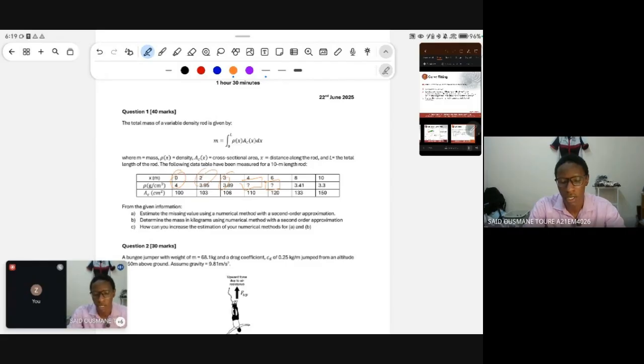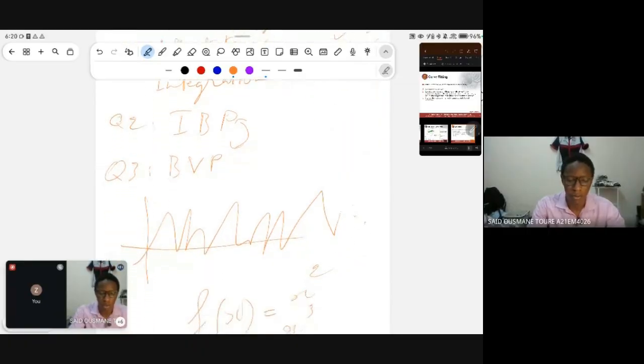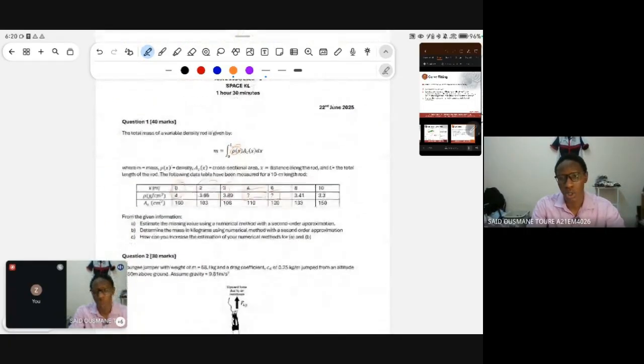If you see clearly, they ask for you to check the rho x here, not Mx. Mx is later. For rho x is where you will need curve fitting. The first question, you may have all three, which is curve fitting, differentiation, and integration, or you may have only curve fitting, integration, or curve fitting and differentiation, or just like I said. But curve fitting is coming for sure.